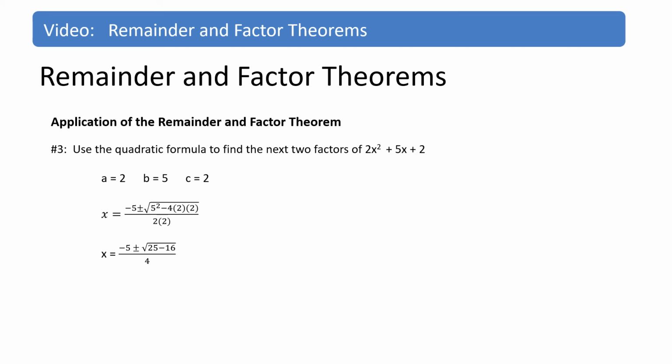-5 plus or minus the square root of 25 minus 16, divided by 4, will give us -5 plus or minus 3 divided by 4, and we'll come up with the two factors, x is equal to -1/2 and x is equal to -2. If you have forgotten the quadratic formula, just do a quick search to look for it. It is actually minus b plus or minus the square root of b squared minus 4ac, all divided by 2a.